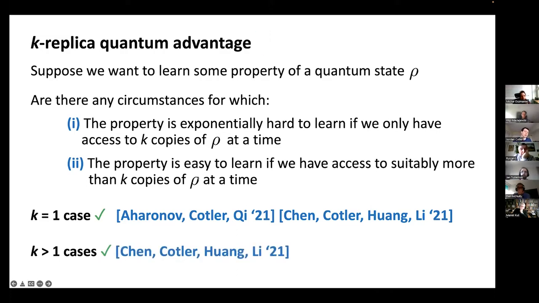In this paper with Chen and Huang and Li, we established that for all k greater than one, there is a hierarchy of these quantum advantages. This means that for any k, suppose k is 11, there is a property of a quantum state such that if I give you 11 copies of the state at a time, it's not efficient to extract that property of the state. But if I give you sufficiently more than 11 copies of the state at a time, and you can make a joint entangled measurement, then you can learn that property of the state. So this is to say that there's a new kind of idea here about how to extract properties of quantum states, which is that there are certain properties of quantum states which are only efficient to extract if you can make entangled measurements on sufficiently many copies at once.